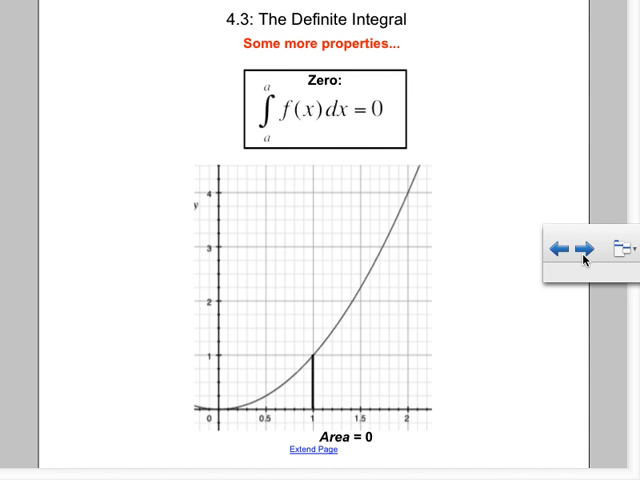Does it make sense why this would be equal to 0? Why? Because it's just a line. We're going from a to a. Is this true for any function? Yeah, if you start thinking about, okay, I'm going to accumulate area underneath this function. I'm going to go from 2 to 2. Are you actually accumulating any area underneath it? Nope, just from 2 to 2. No area.